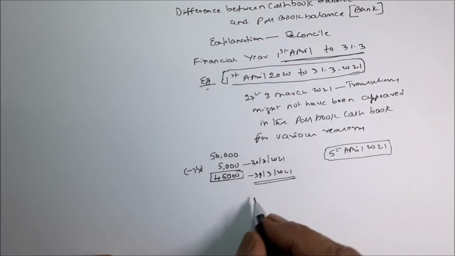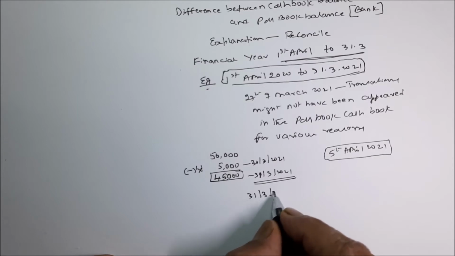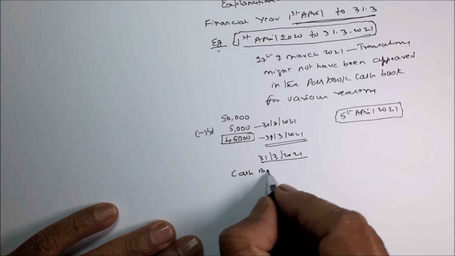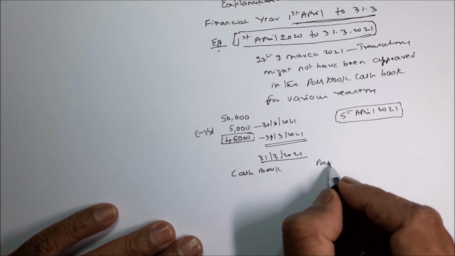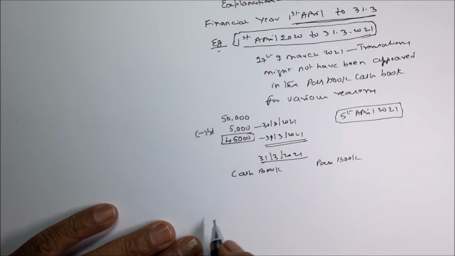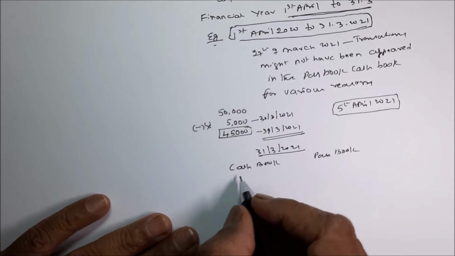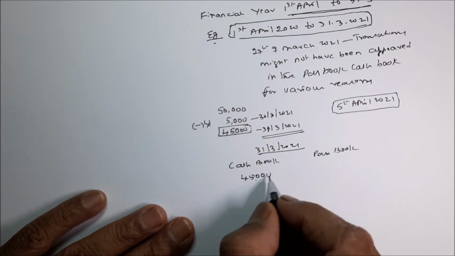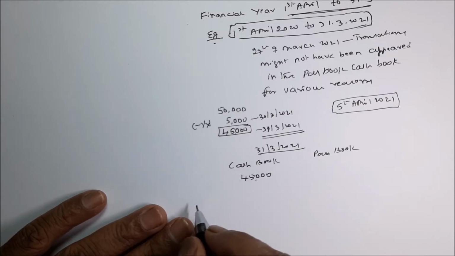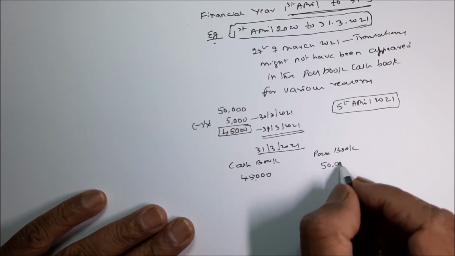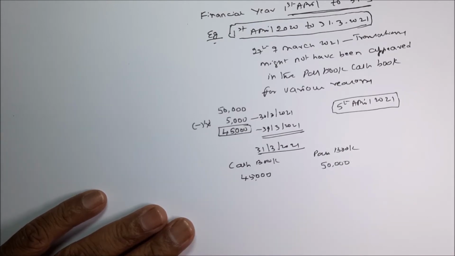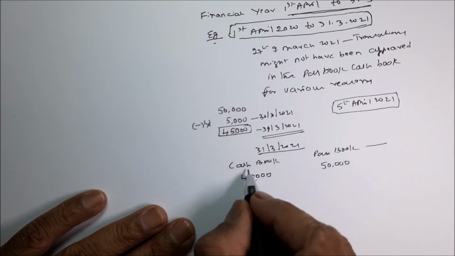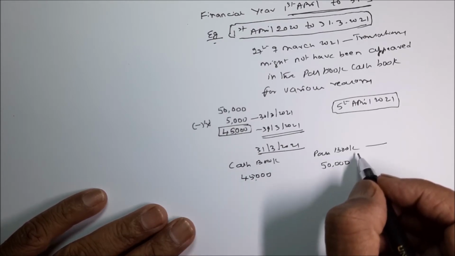Then what happens to the balance on 31st of March 2021 in the cash book and in the passbook? Very simple. In the cash book, it is showing 45,000. That means I have deducted 5,000. I am saying that my balance in the bank is 45,000. But the passbook is showing that you have a balance of 50,000. That clearly says that there is a difference between the cash book balance and passbook balance.